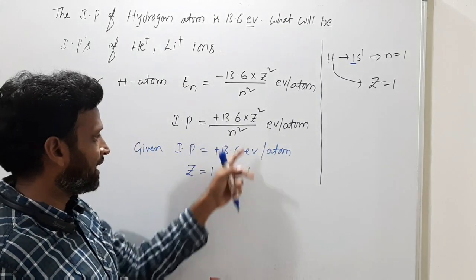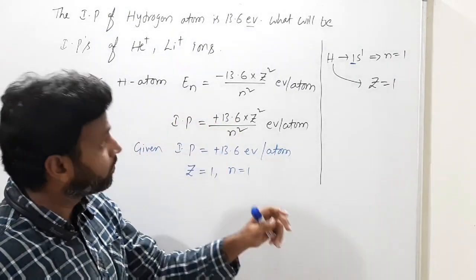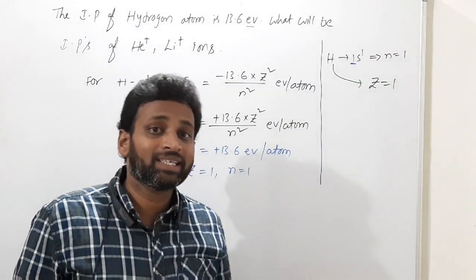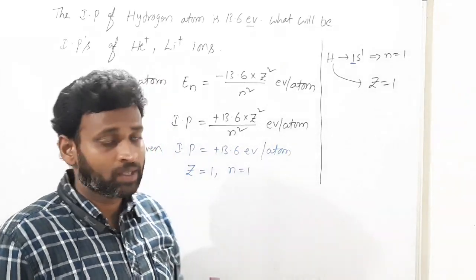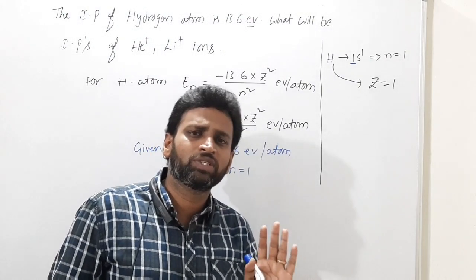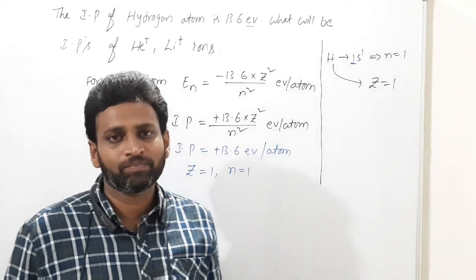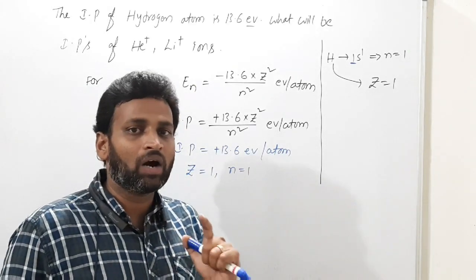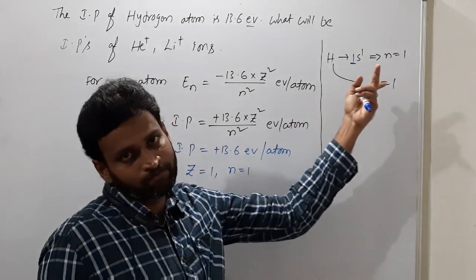But how can you say N is 1? If N is 1 then only this will be 13.6, right? And moreover, sir, why are you talking here, hydrogen is 1 only, no? Yes, but in an excited state N value can change, no? That's why I said, the given 13.6 means N is equal to 1. Ionization potential is the amount of energy required to remove an electron from a neutral isolated gaseous state atom. So you are removing the outermost electron, and that outermost electron for hydrogen will be 1 only.